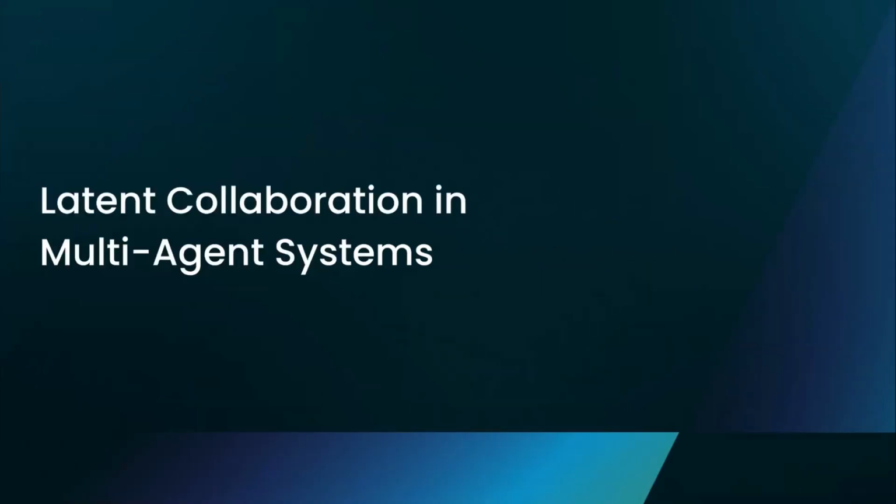Today's paper is called Latent Collaboration in Multi-Agent Systems. This paper investigates how we can improve efficiency in multi-agent systems by changing how information is passed from one agent to the next. Instead of translating the embeddings back into text before passing to the next agent, the authors investigate how to share the last layer embeddings of each agent, thereby reducing the computational and inference costs of multi-agent pipelines.